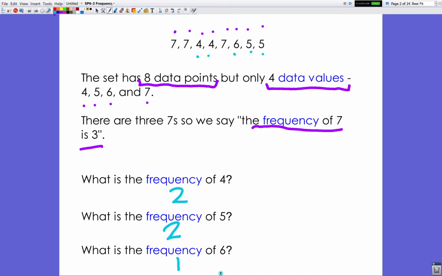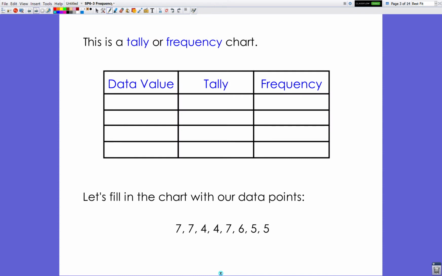Now, we normally organize these frequencies in what's called a tally chart. So a tally chart has 3 different columns. The first one is for the data values, and we'll just list the data values from the lowest, which is 4, all the way to the highest, which is 7. We'll include every number in between, even if it's not a data point. So 4 all the way to 7, so 5, 6, 7.